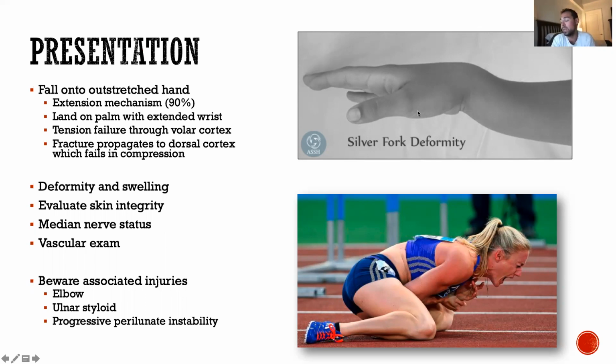And then we tend to get very focused in on certain things, but make sure that you're looking at the global picture. The patient can certainly have injuries up through the elbow as the force transmits from the hands through the arm. The ulnar styloid is another thing that we look at, and that portends some ligamentous issues with the TFCC. And then finally, sometimes higher energy mechanisms can cause carpal dislocations, and that's your perilunate insufficiencies or instabilities.